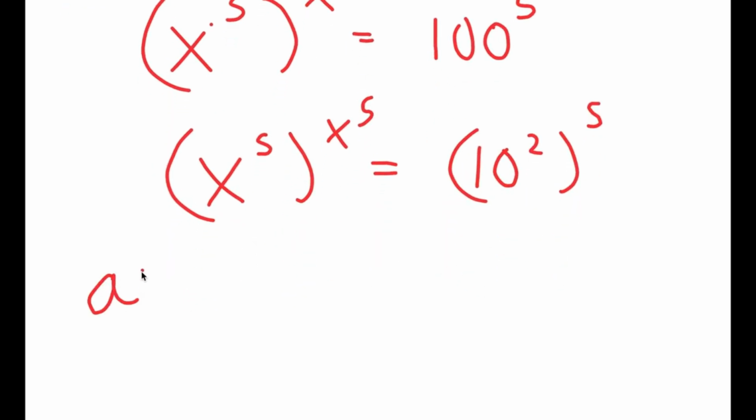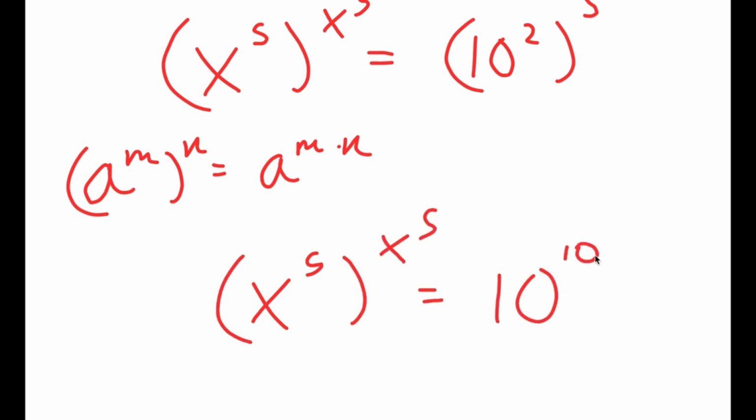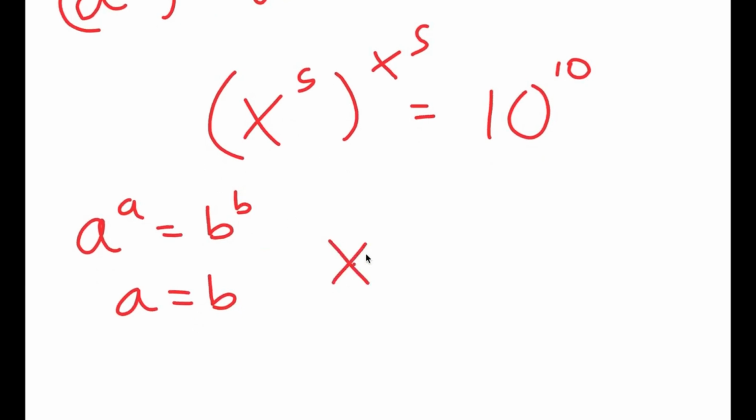And another property of exponents is that if I have something in the form a to the power of m to the power of n, this is equal to a to the power of m times n. So 10 to the power of 2 to the power of 5 is going to equal 10 to the power of 2 times 5, which is 10 to the power of 10. And now my final property of exponents that I'm going to use for this video is that if I have something in the form a to the power of a is equal to b to the power of b, this means that a is equal to b. So in this case, x to the power of 5 is equal to 10.